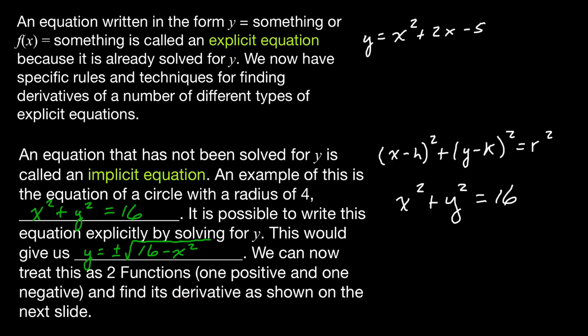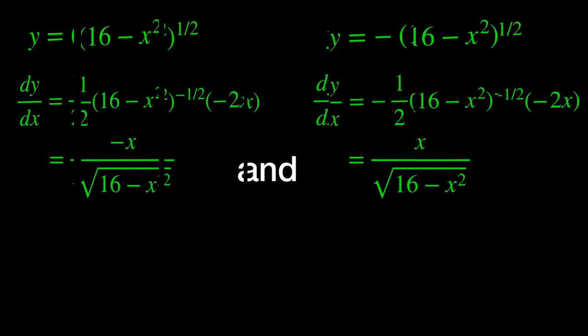We have to write them separately because together they would not be a function, and so independently they are separately functions. We can now treat this as two functions where one is positive, one is negative, and we could find the derivative of this as well. So we know how to find the derivative of our explicit equation. Let's take a look at this on this slide here.